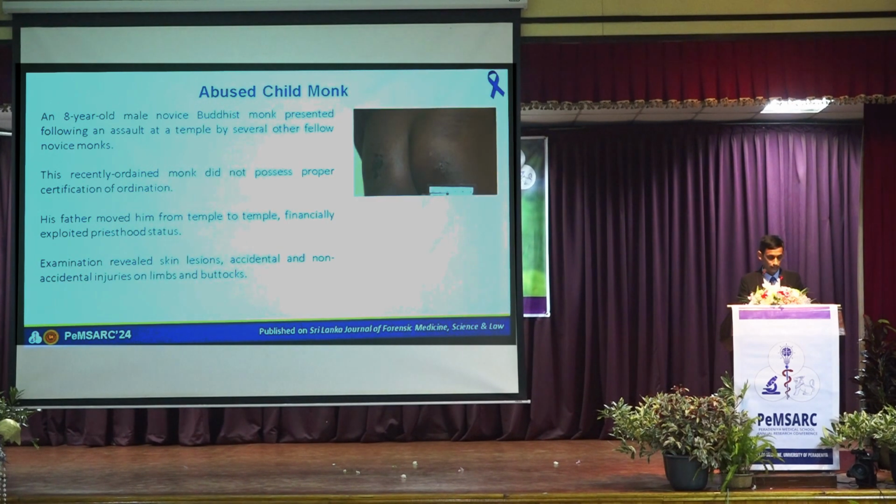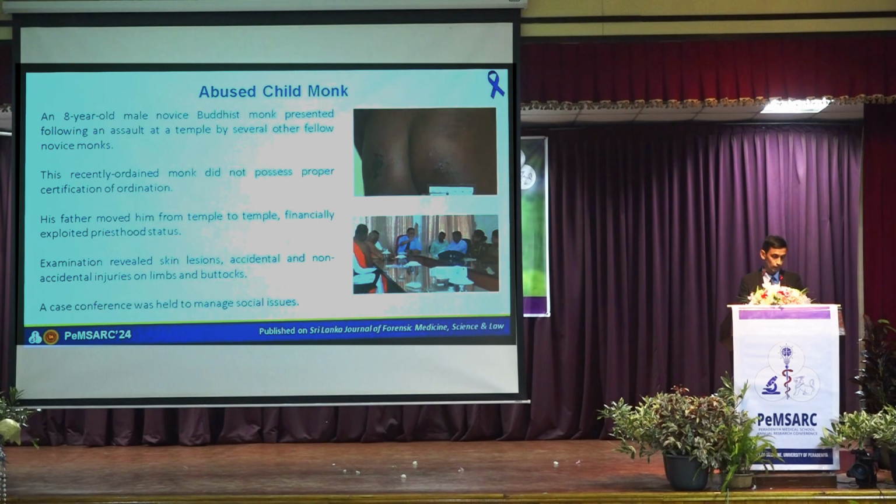On examination, as you can see in this picture, he had dermatological conditions like skin rashes and accidental injuries, probably common in childhood, and non-accidental injuries. As you can see in this picture, there are tram-line contusions and abrasions on the buttocks. We conducted a case conference at our department with the participation of a forensic team, members of the clergy, officials from the Ministry of Buddha Sasana and Religious Affairs, and law enforcement to decide on the outcome of this child.